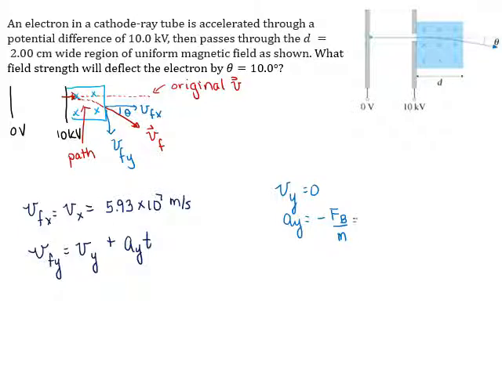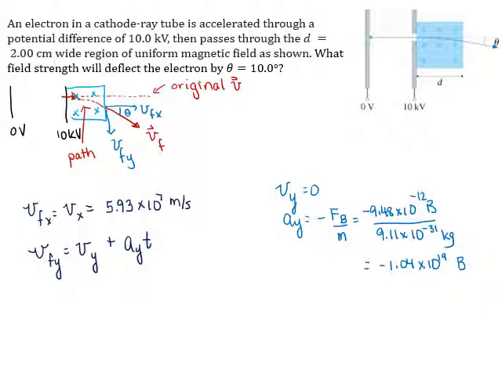We said that our magnetic force was minus 9.48 times 10 to the minus 12 times the strength of the magnetic field. We had to leave it in terms of B because we didn't know B. That's divided by the mass, which is the mass of an electron, 9.11 times 10 to the minus 31 kilograms. Do that division and what we get is minus 1.04 times 10 to the 19 times the strength of the magnetic field B. Okay, we've got something to plug in for ay.